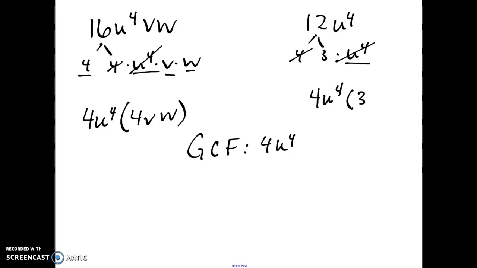What's left over is just 3. So I can rewrite each monomial as a product of the greatest common factor and all of the remaining factors. So let's look at one more. What if I have g squared and 8h squared? What is the GCF in this case?